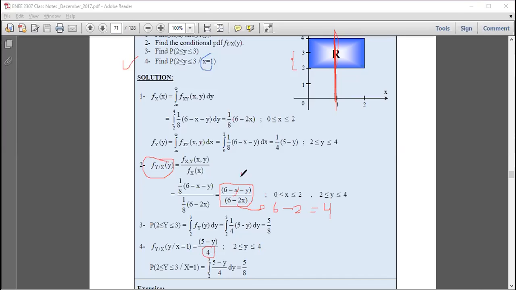Where you put 1: 6 minus 1, 5 minus y. So this is the joint PDF, but here you are looking at the CDF because you are looking at an interval from 2 to 3. Then you have to integrate with respect to y between 2 and 3, and you will get 5/8. Then the probability of y to be between 2 and 3 is 5/8 given that x is 1.